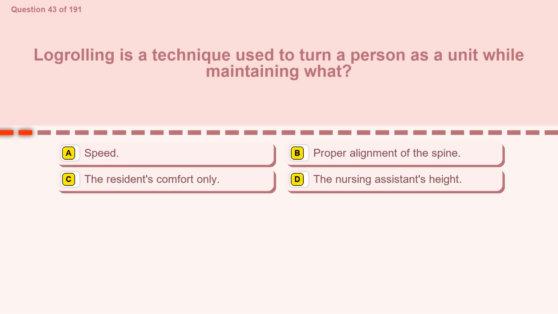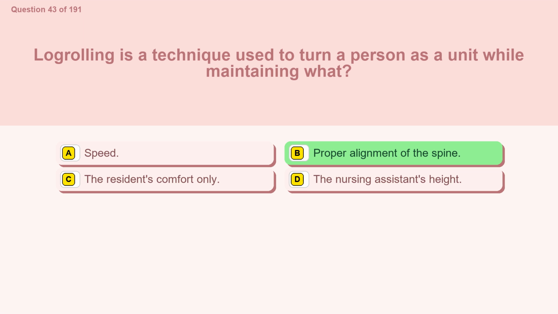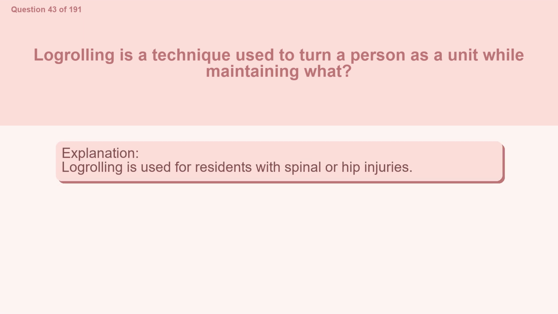Question 43. Log rolling is a technique used to turn a person as a unit while maintaining what? Option A. Speed. Option B. Proper alignment of the spine. Option C. The resident's comfort only. Option D. The nursing assistant's height. The correct answer is option B. Proper alignment of the spine. Log rolling is used for residents with spinal or hip injuries.